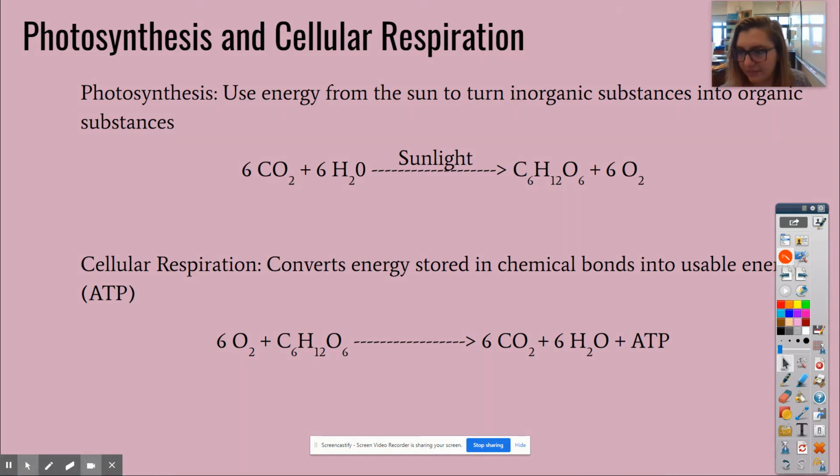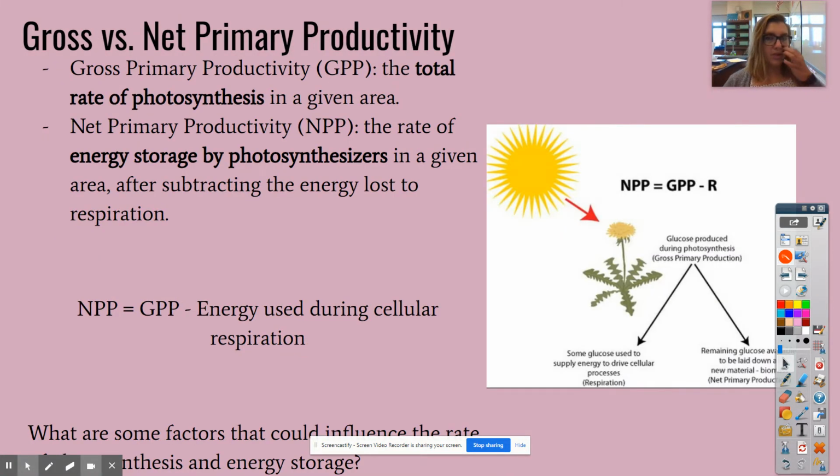All right. So there are two different types of primary productivity: the gross and the net. Gross primary productivity is the total rate of photosynthesis in an area. Net primary productivity is the rate of energy storage by the photosynthesizers in a given area, after subtracting the energy lost to respiration.